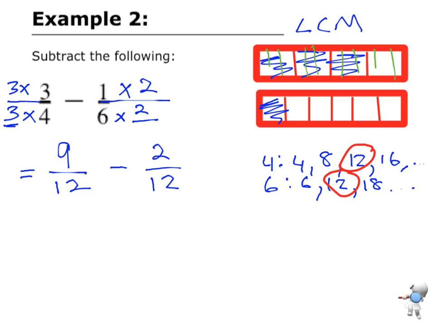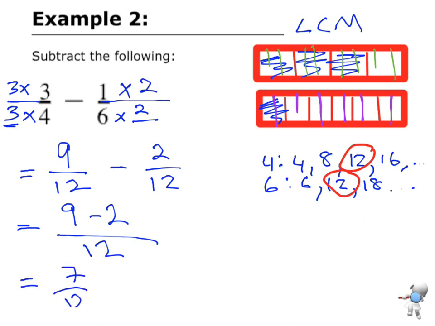And what I'm doing on my diagram is splitting these all, separating them out even more, and you can see 2 of those pieces are equivalent to 1/6. Now that the denominators are the same, I can subtract the top. So 9 take away 2 is 7/12.